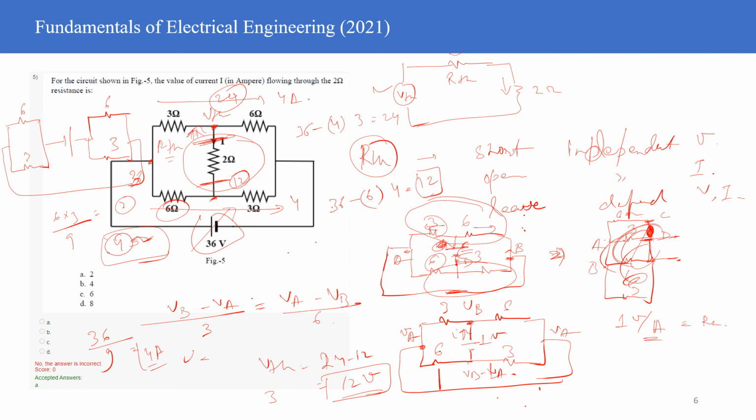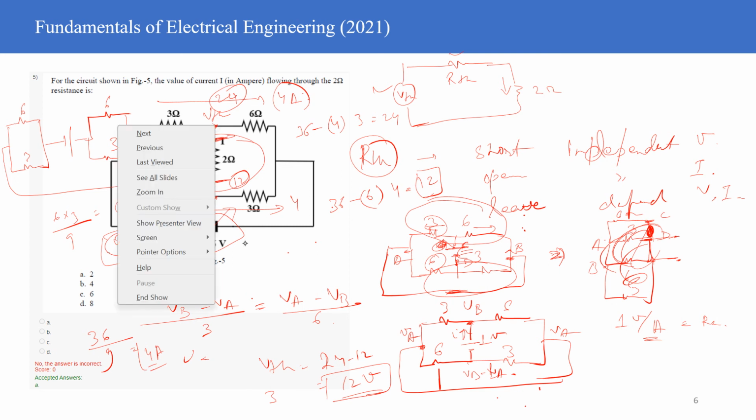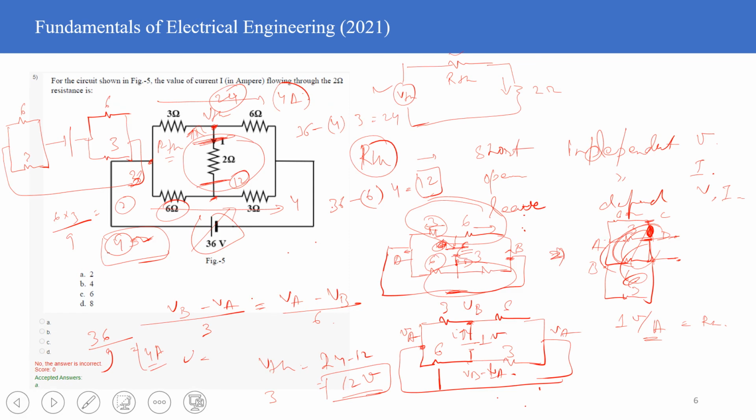4 ohm, and this is 36 minus 9 6. The 9 4 is 36, 4 amperes, 4 into 3 is 12, 36 minus 12 is 24, 36 minus 24 is 12. So 12 volts, 12 volt is the difference.